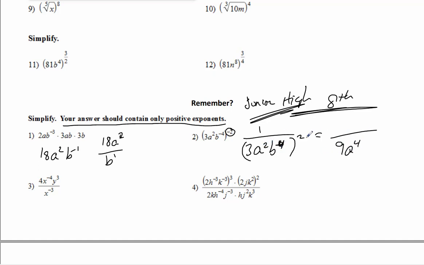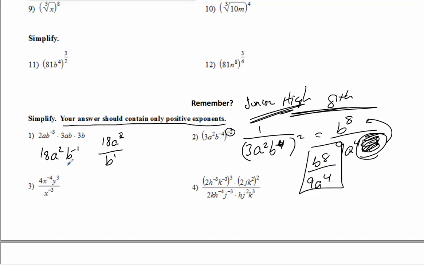b to the -4 to the 2 is what? b to the -8. But because that's a negative, it goes up top, so it's really b to the 8 over 9a to the 4, right? So b to the 8 over 9a to the 4. That is my answer for number 2.